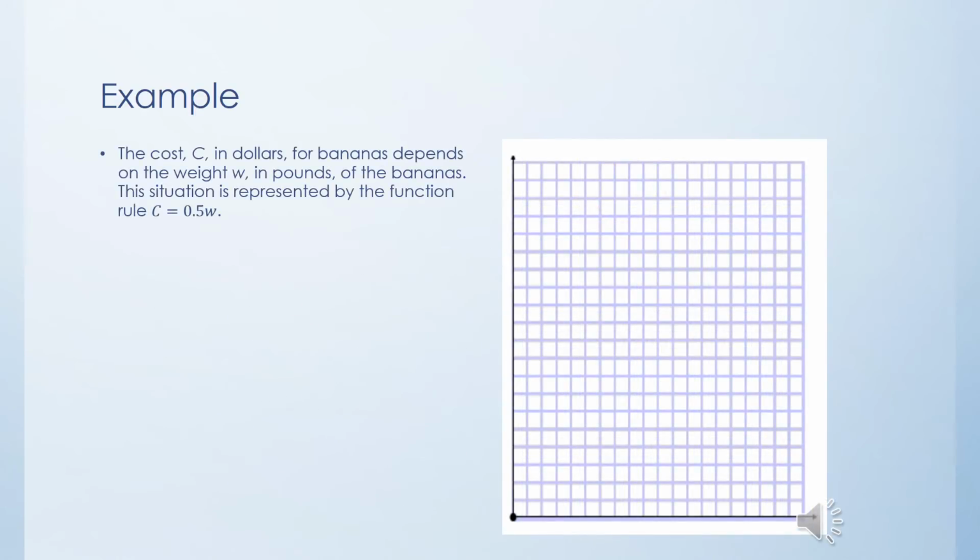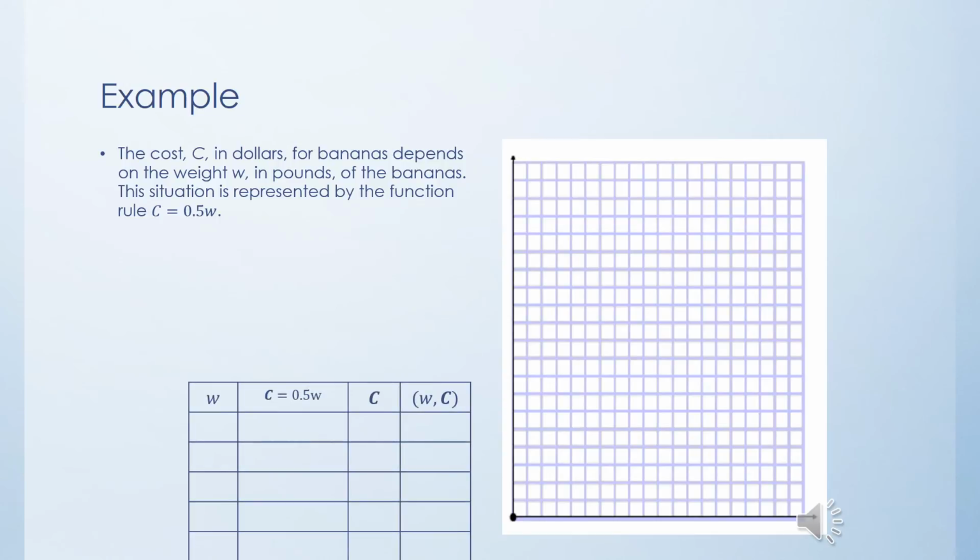Here's an example dealing with bananas and the cost of them. Pause the video at this point to give yourself a chance to do the work. So the first thing I see is that I want to set up my chart like such. Then, I need to realize it's a continuous function because parts of a pound are possible. With w being my independent variable, that means this is going to be a continuous function, and I need to connect the dots at the end.